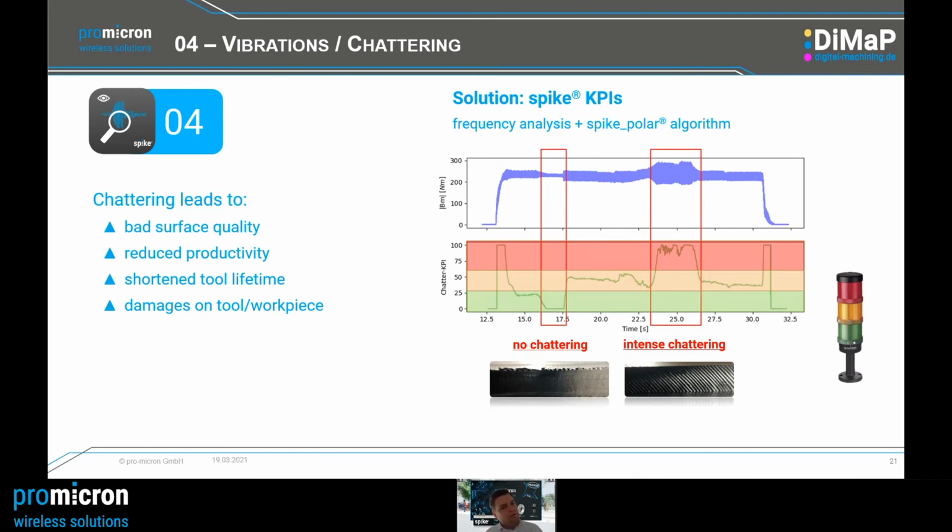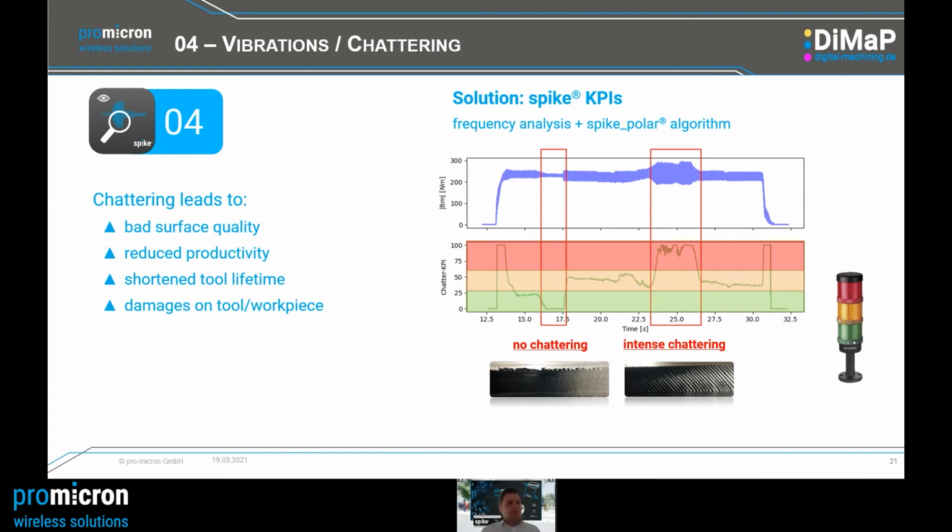How do we do it with the Spike system? We are not measuring chattering or frequencies directly, since our sensor is a force sensor, but vibrations lead to force impacts with a specific frequency, and that's why we can also use the data from Spike to identify chattering, yes or no. Here we see the bending moment signal without chattering. Here we have an intense chattering situation.